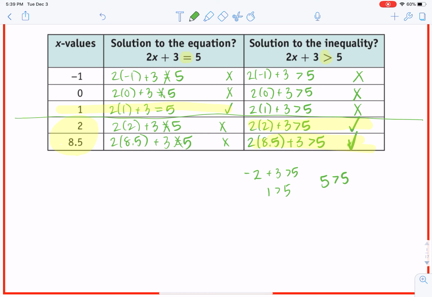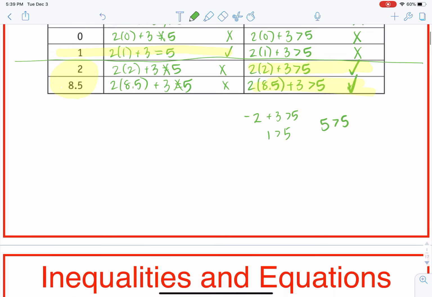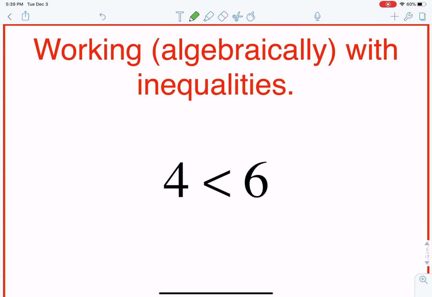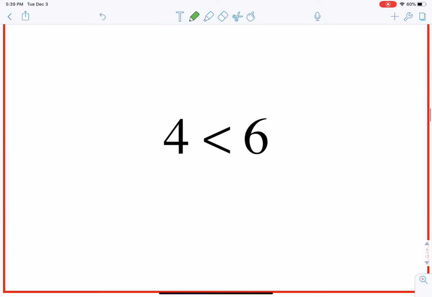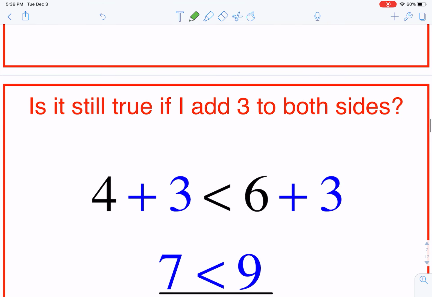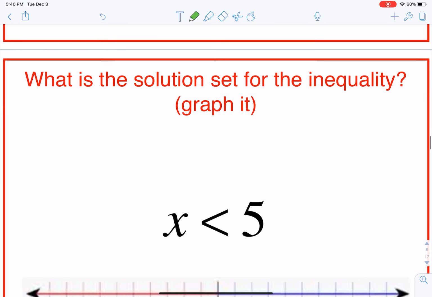As we go further with these, we'll talk a little about how to write our solutions to these problems. Sorry if this scrolling is making you dizzy. So, working algebraically with inequalities. Taking a look, is 4 less than 6? Is this true? Yes, this is true. 4 is less than 6. I just want to experiment here. Is this still true if I add 3 to both sides? It is. 4 plus 3 is 7, and 6 plus 3 is 9, and 7 is less than 9.